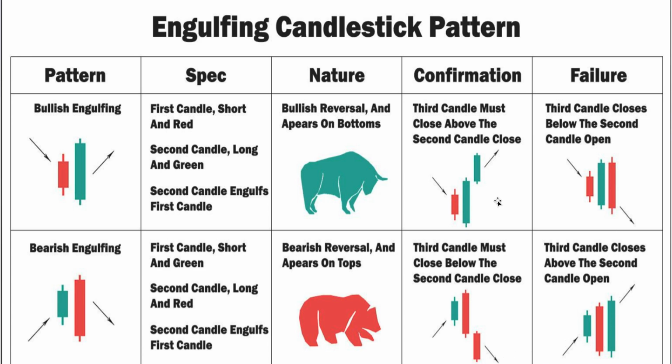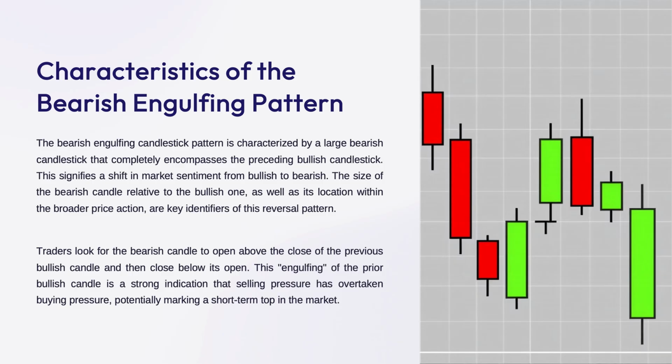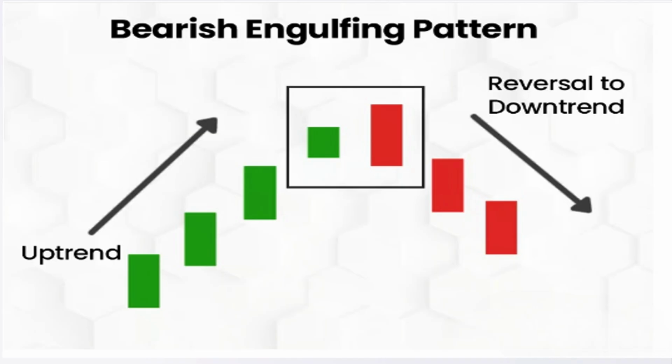The failure, this is a confirmation thing. The confirmation can happen here itself, and then you can enter. So before entering the trade, make sure the confirmation happens. This is a 2-day reversal pattern with medium reliability. Characteristics are simple. It's a 2-day thing. Traders look for bearish candles to take trades on the bearish side. You can clearly see how the reversal happens.